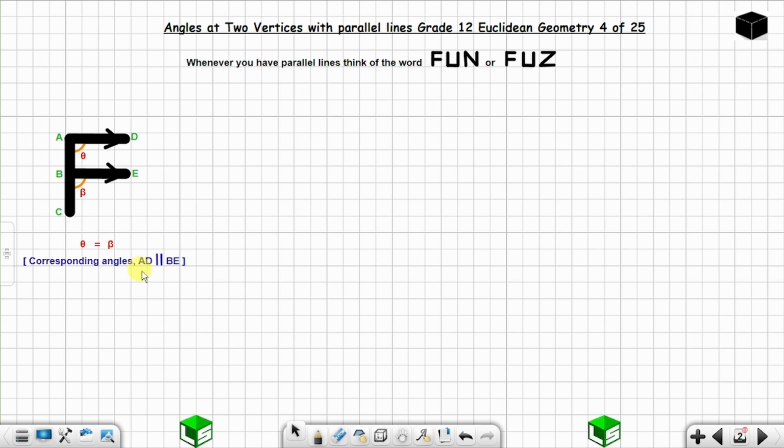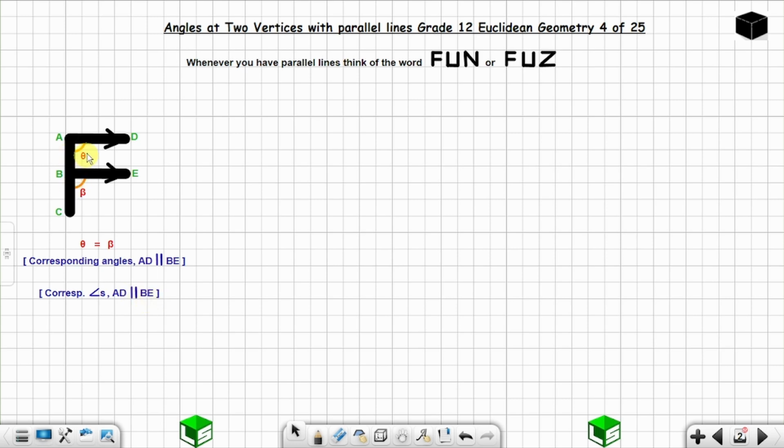You have to state which two lines are parallel to each other. AD is parallel to BE. The reason is corresponding angles, AD parallel to BE. Always state which two lines are parallel to each other. So, in short, you are going to write it like this: corresponding angles, AD parallel to BE.